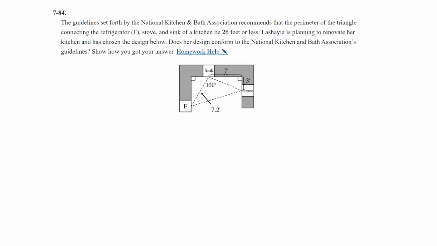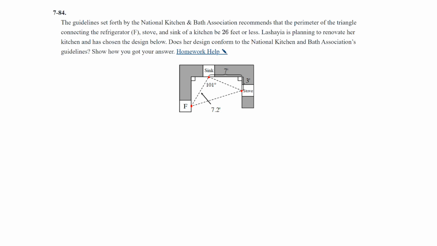Question 84. The guidelines set forth by the National Kitchen and Bath Association recommend that the perimeter of the triangle connecting the refrigerator, stove, and sink of a kitchen be 26 feet or less. So here's the refrigerator, you have the sink, and the stove. Lachey is planning to renovate her kitchen and has chosen the design below. Does her design conform to the National Kitchen and Bath Association's guideline? Show how you got your answer.